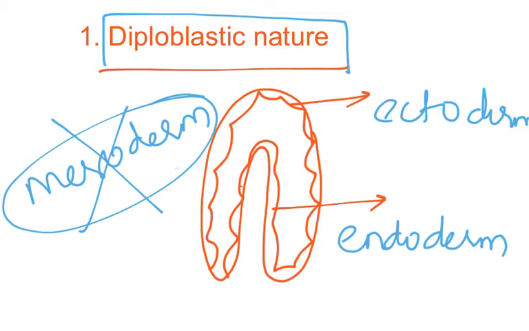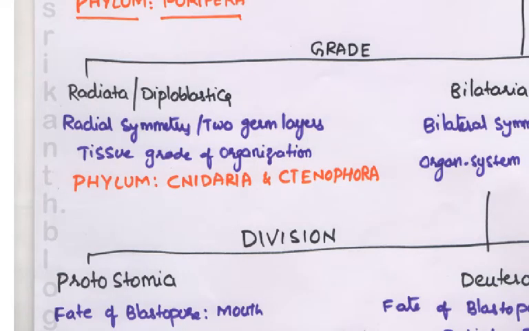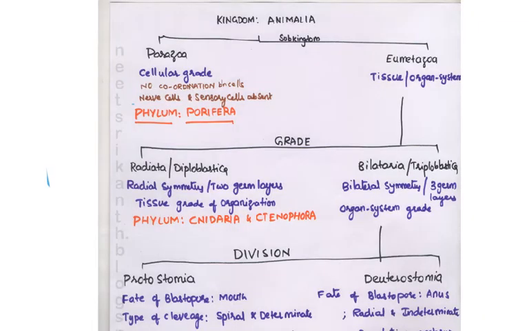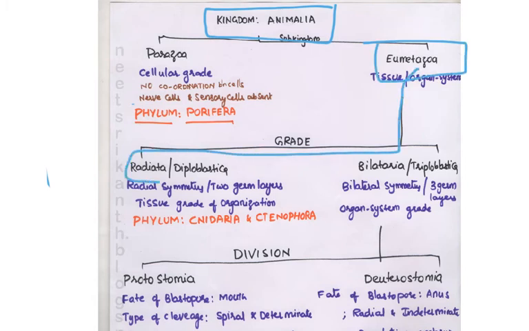So where do you see the diploblastic condition? In grade Radiata or Diploblastica. Diploblastica means presence of only 2 germ layers, ectoderm and endoderm. So in the kingdom Animalia, subkingdom Eumetazoa, there is grade Radiata, which is also called Diploblastica, having such a feature with the 2 phyla, phylum Cnidaria and Ctenophora.